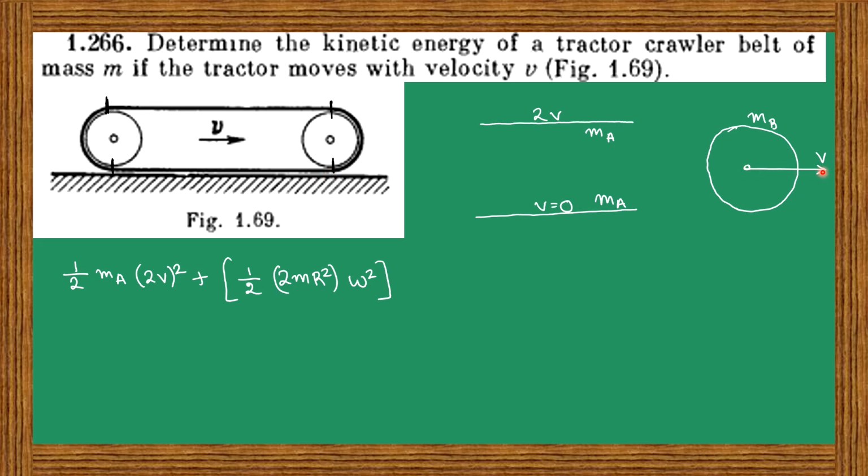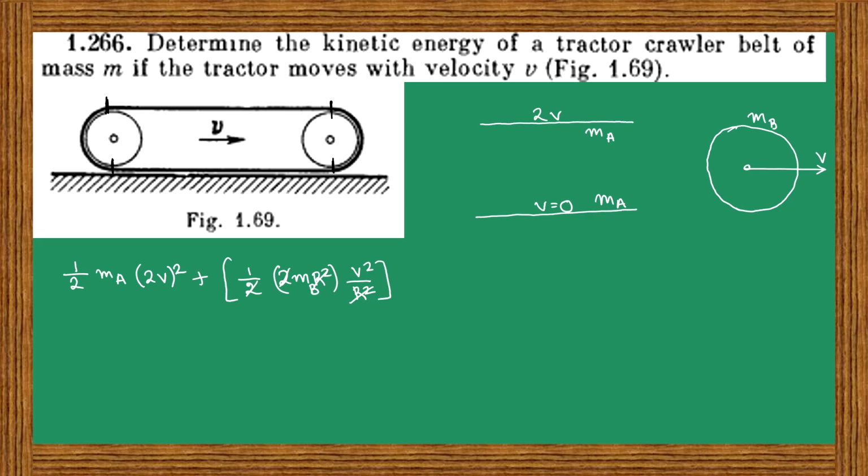The case of pure rolling means this belt is not sliding on the ground. So because this is a case of pure rolling, omega is nothing but v by r, or omega is nothing but v by radius of the belt. So this omega square will turn into v square by r square. So this out here is the total kinetic energy of the belt. So now we just simplify. R square and r square will get cancelled. 2 and 2 will get cancelled. So this is nothing but mv.